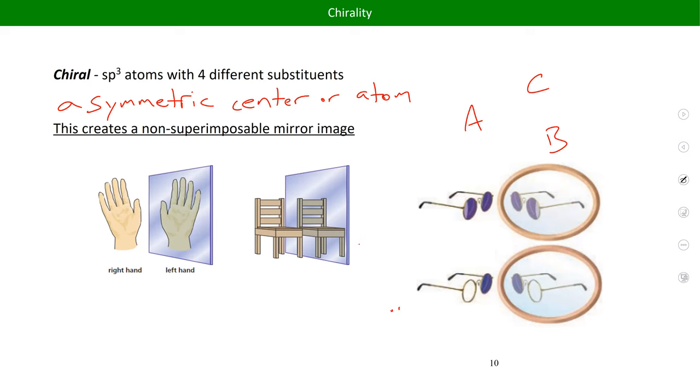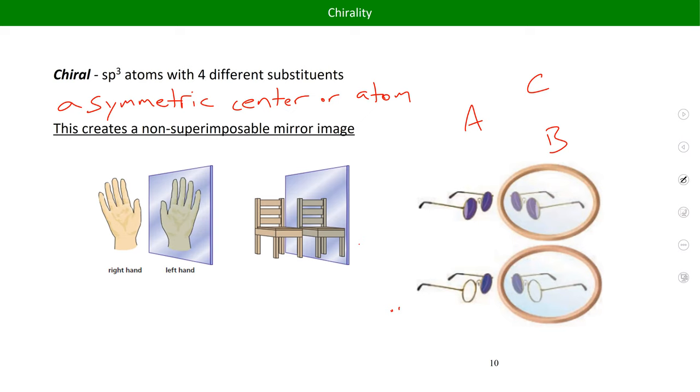Because, so think of X, Y, and Z. The way the mirror is drawn here, let's call that the Z axis. And left to right is the Y axis, and front to back is the X axis. It's got a mirror plane in the Z axis, no matter which way you rotate the chair. Gotcha.